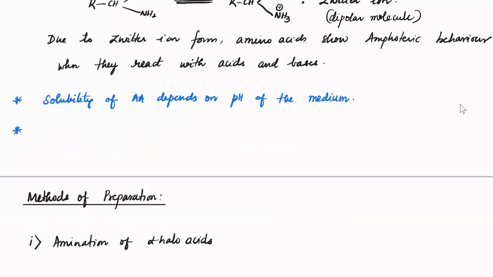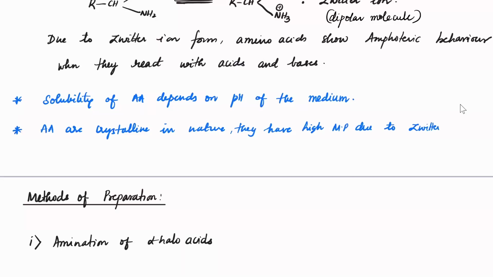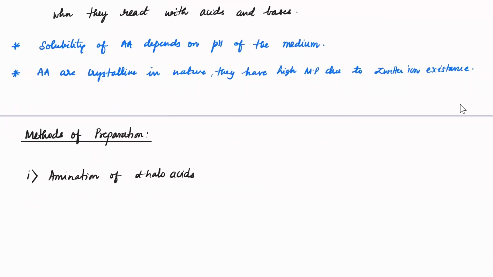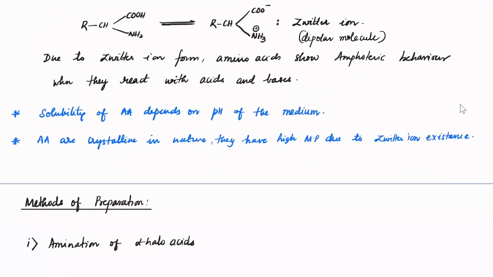Second, amino acids are generally crystalline in nature. They have a high melting point due to Zwitterion existence. Correct? Right. So before going further into details about how this solubility is affected, what are the other conditions?